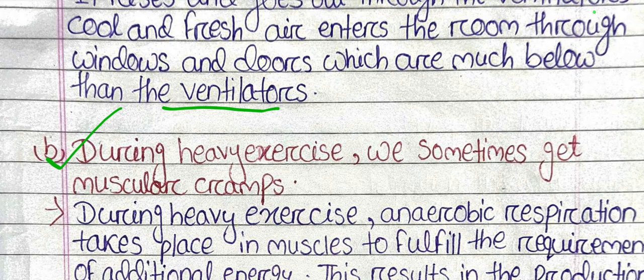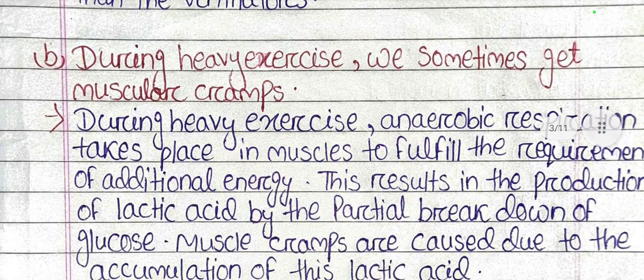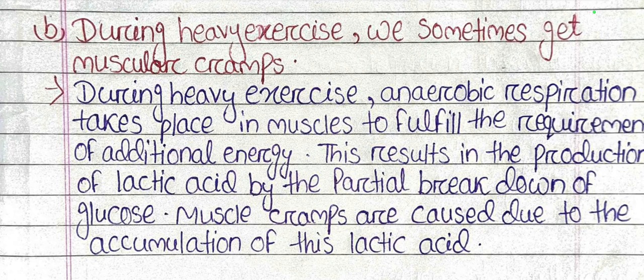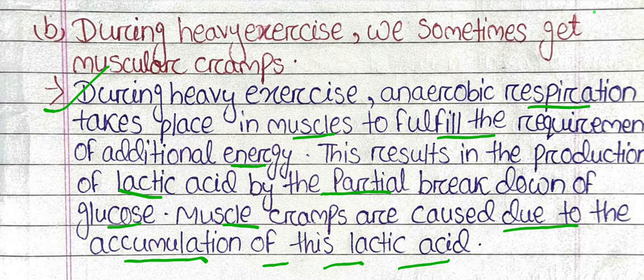Next question is B. During heavy exercise we sometimes get muscular cramps. When we exercise heavily, our muscles start to pain. Why does it happen? Let's see. During heavy exercise anaerobic respiration takes place in muscles to fulfill their requirement of additional energy. This results in the production of lactic acid by the partial breakdown of glucose. Muscle cramps are caused due to the accumulation of this lactic acid.